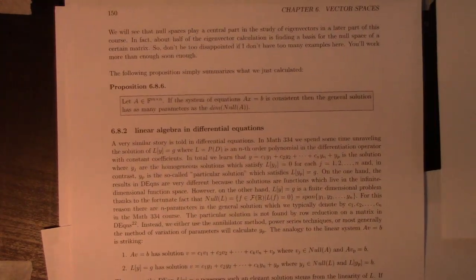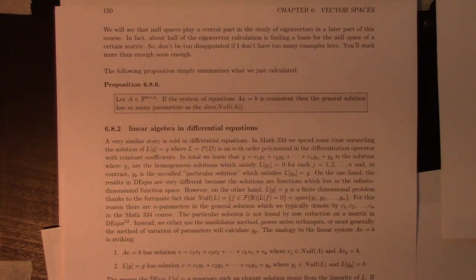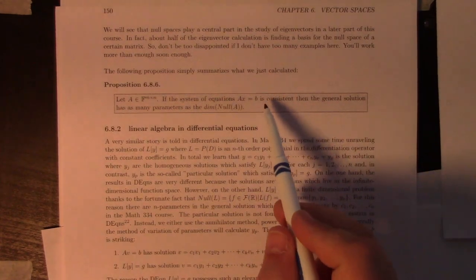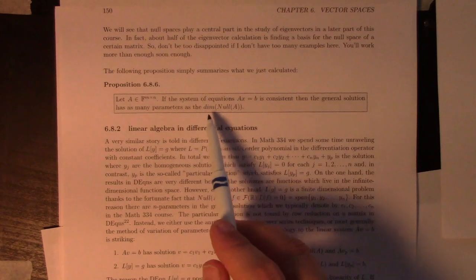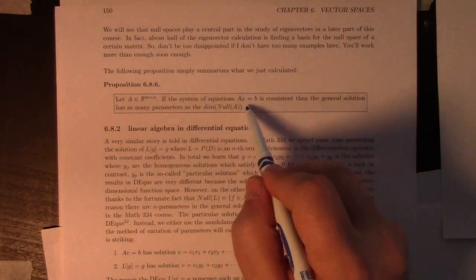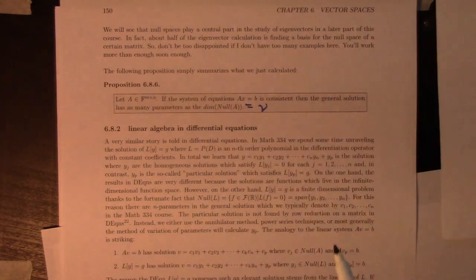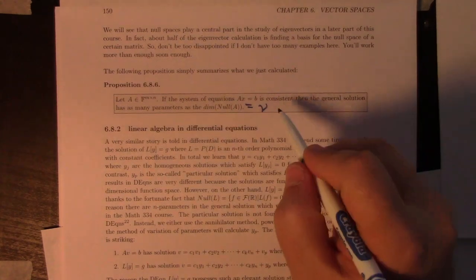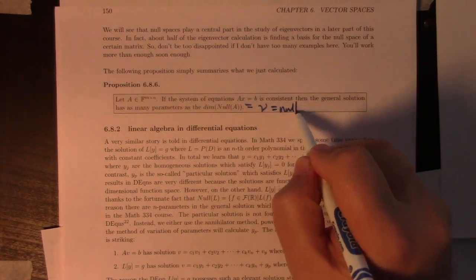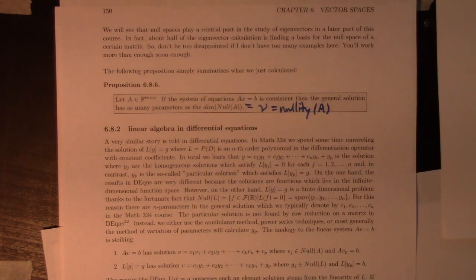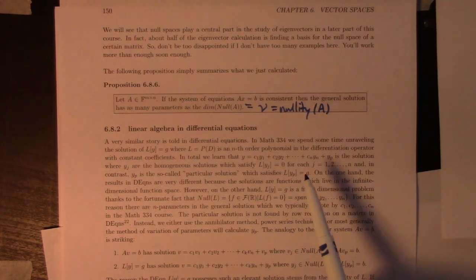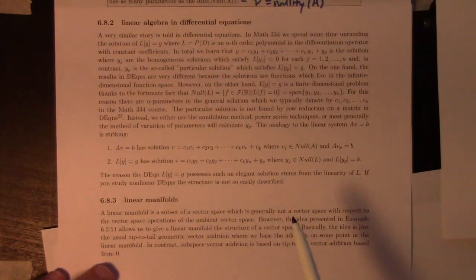Next up, I mentioned, just to recap, Ax = b is consistent means that the general solution has as many parameters as the dimension of the null space of A, which I called nu, the nullity of A, in the previous page. Now, in Math 334, we solve kind of a similar problem.